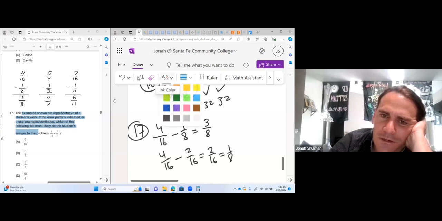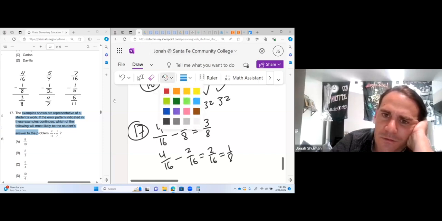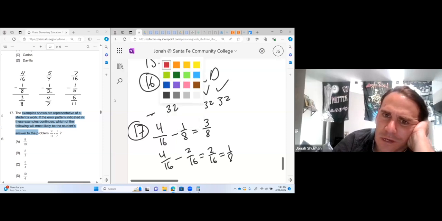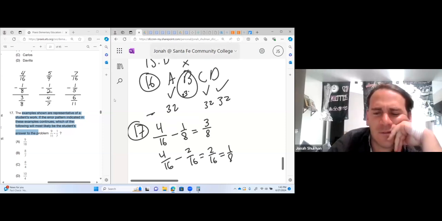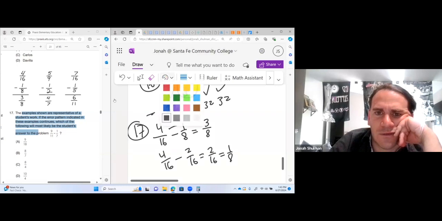So let's see the error of their ways. I don't know why it's not giving me another color. It's okay, it's the last one. Well, I want the right color to see the change.